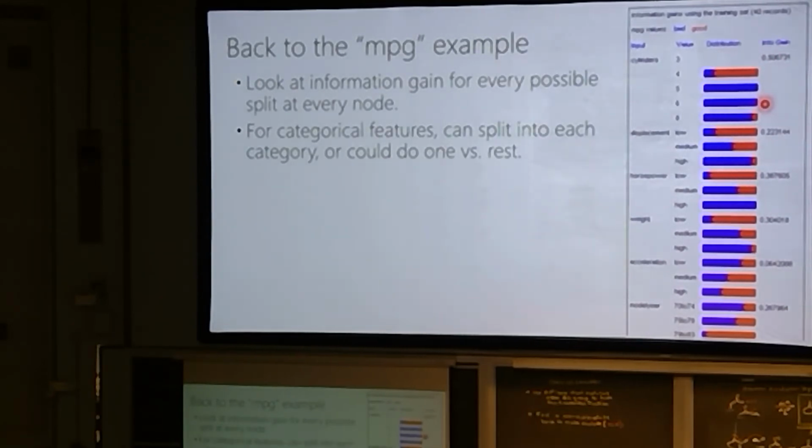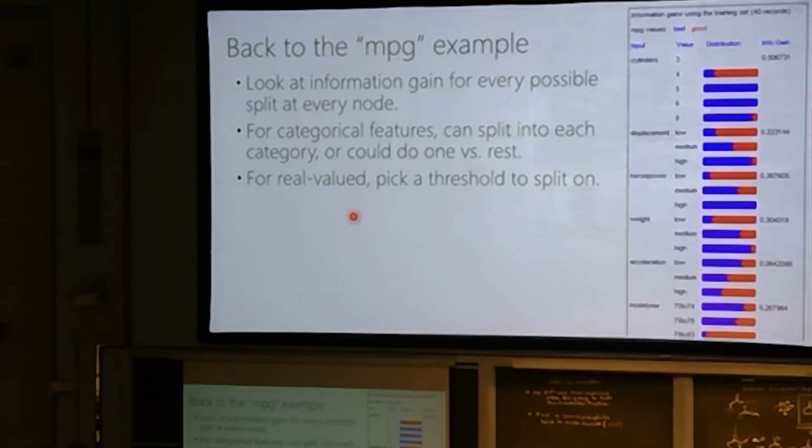And so for categorical features, you don't have to split into all the categories. You could, in principle, split one versus the rest. Some of these things are just user decisions, and some of them are standard practice. For categorical, usually you do break it out into all of them.